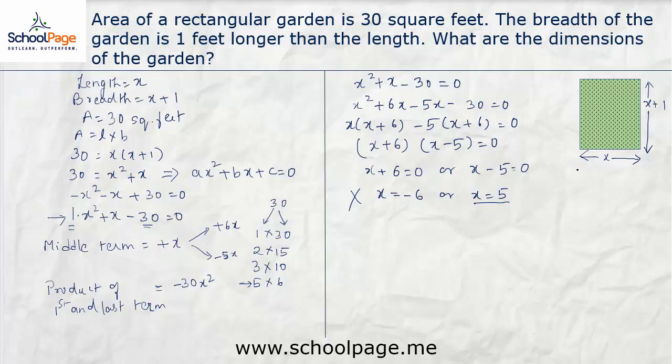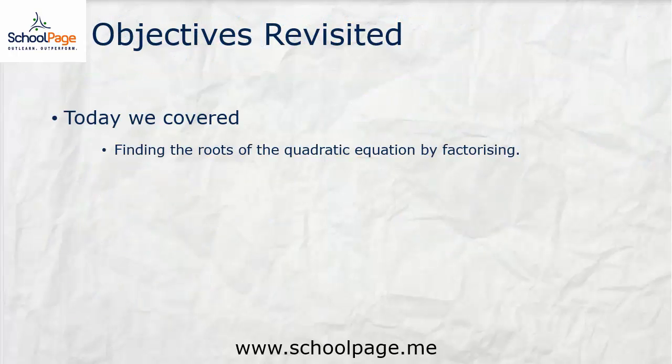That means we have found the length as equal to 5 feet. Now we can also calculate the breadth because breadth is equal to x plus 1, that is 5 plus 1, which is 6. So the breadth of the garden is equal to 6 feet. Hence we have found the dimensions of the garden. In this video we have learned to find the roots of the quadratic equation by factorizing.